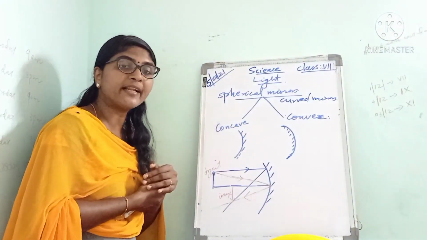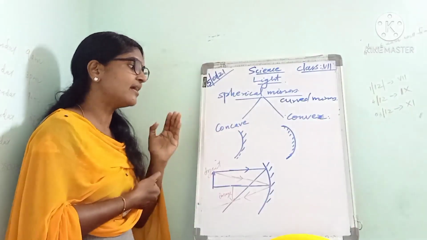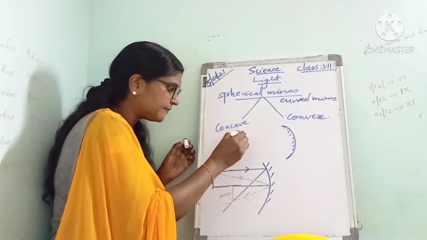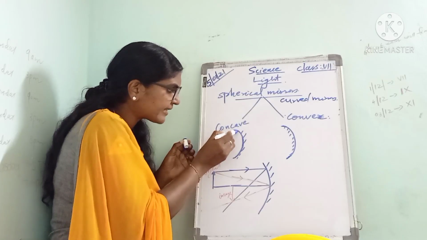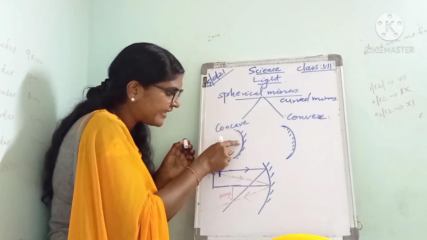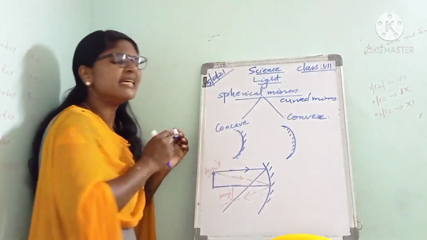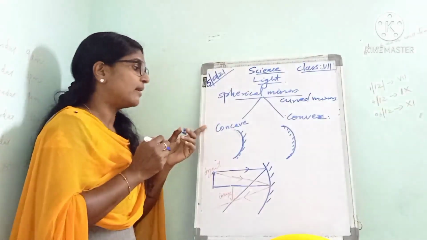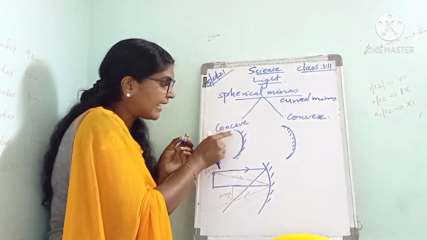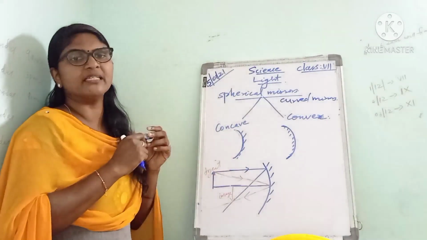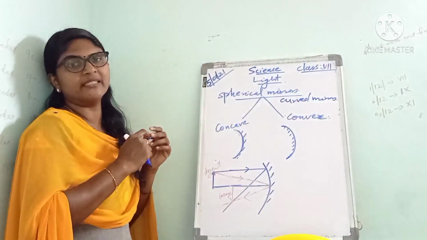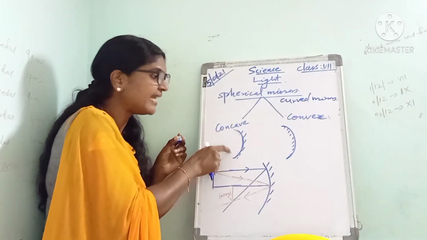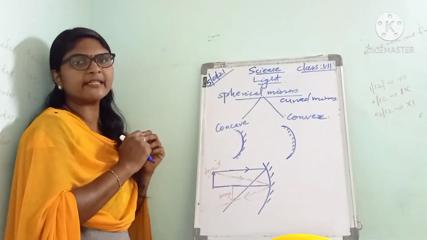Okay, actually a concave mirror has, here, this is the reflecting surface. This is the inner curved surface which acts as the reflecting surface. In the case of a concave mirror, the reflecting surface is curved inward, or the curved surface which reflects the light. This is the concave mirror.